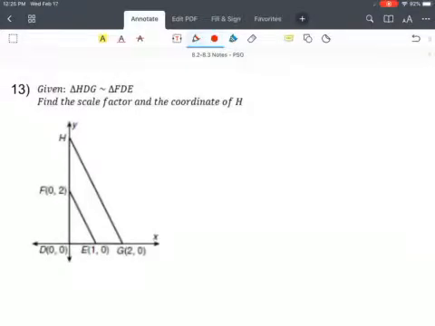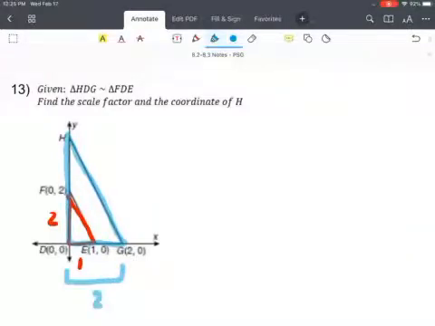For number 13, we're looking at the scale factor between these two triangles. So first look at this triangle. I can see that this distance is 1 and this distance is 2. And then when I look at the entire triangle, this distance is 2. So when I compare the red triangle to the blue triangle, there's a ratio of 1 to 2 on the bottom.